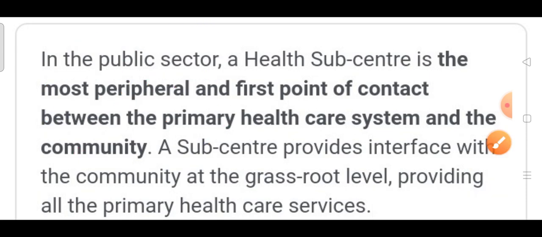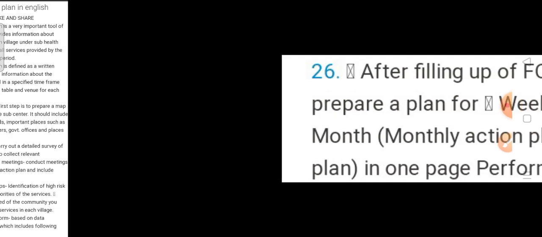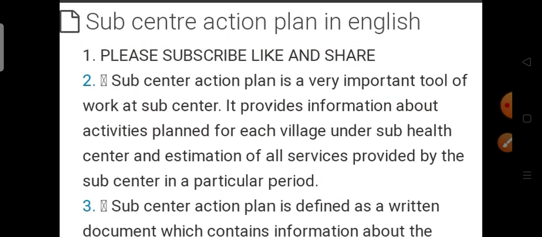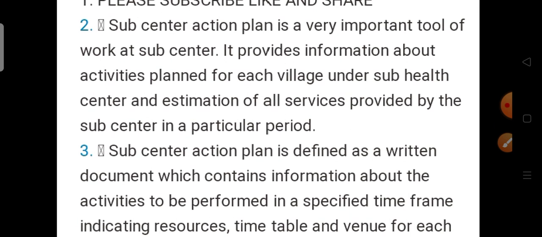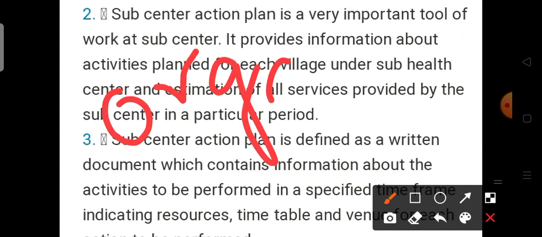Okay, next one. See here, the subcenter action plan is a very important tool of work. So far I have discussed the introduction, staffing, and functions of the subcenter. But now I'm going to discuss the organization: when you are organizing the subcenter, what plans should be in your mind. Okay, this is the organization. So for this, you have to write the heading Organization of a Subcenter.